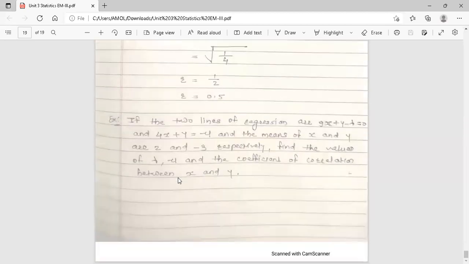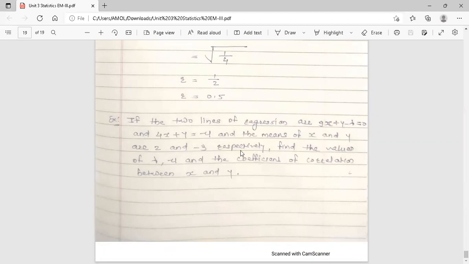There is one more example, you try yourself to find the solution. If the two lines of regression are 9x + y - lambda = 0 and 4x + y = mu, and the means of x and y are 2 and -3 respectively, then find the values of lambda, mu, and the coefficient of correlation between x and y.